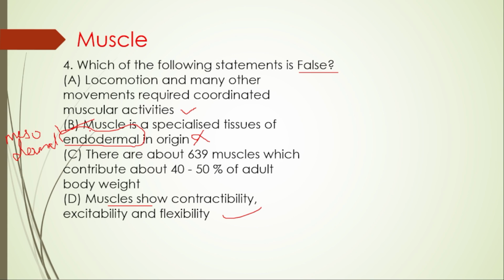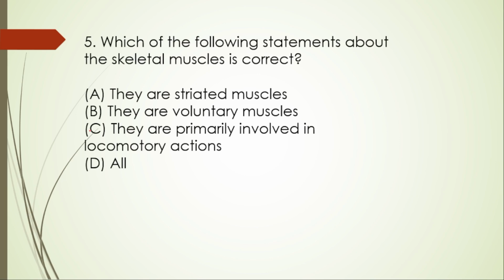Next question, that is question number 5. Which of the following statements about skeletal muscle is correct? A. They are striated muscles. B. They are voluntary muscles. C. They are primarily involved in locomotory action. And then D. All. So here for question 5, the right option is all.